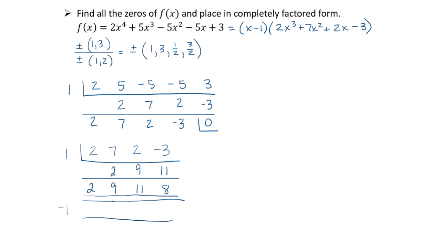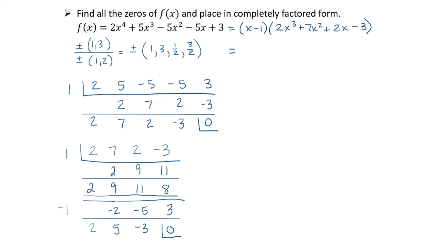I'll go ahead with this process and start with, let's probably start some negative numbers. Let's try with -1. Carry down the 2. 2 times -1 is -2. 7 and -2 is 5. 5 times -1 is -5. 2 and -5 is -3. -3 times -1 is 3. And -3 and 3 is 0. So we found another 0.